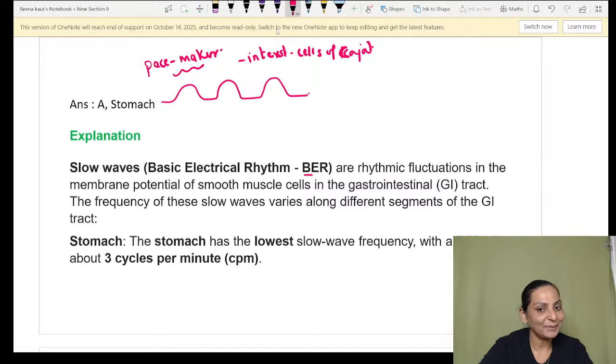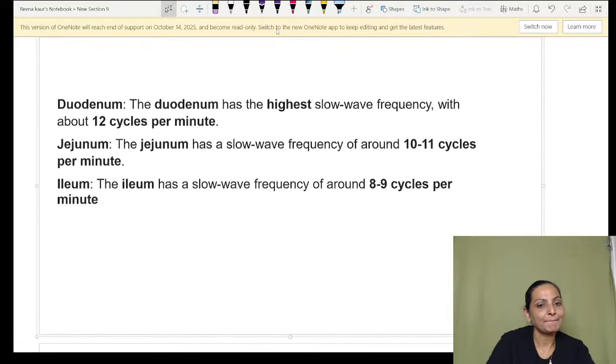and they have different frequencies throughout the GIT, and they are least in the stomach, around 3 cycles per minute. Remember that they are not true action potentials. They are highest in frequency in the duodenum, that is 12 per minute, jejunum around 10 to 11, and ileum around 8 to 9 per minute.